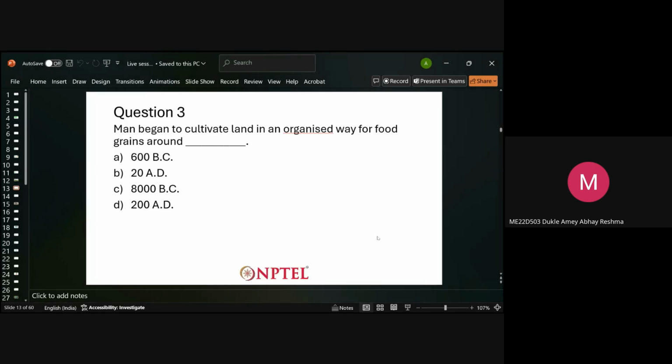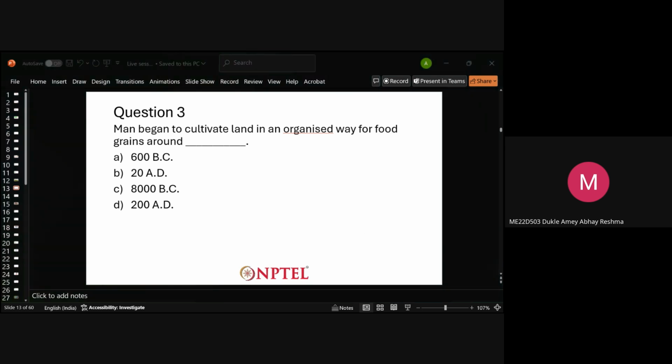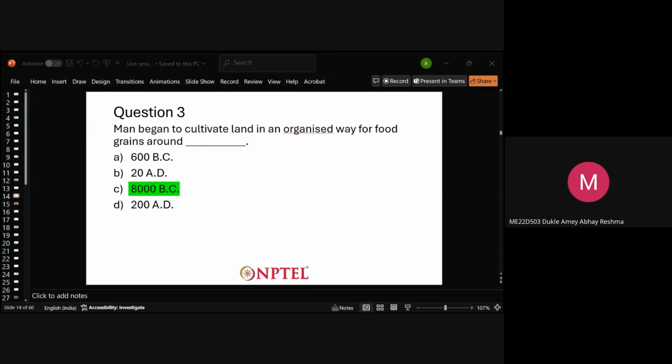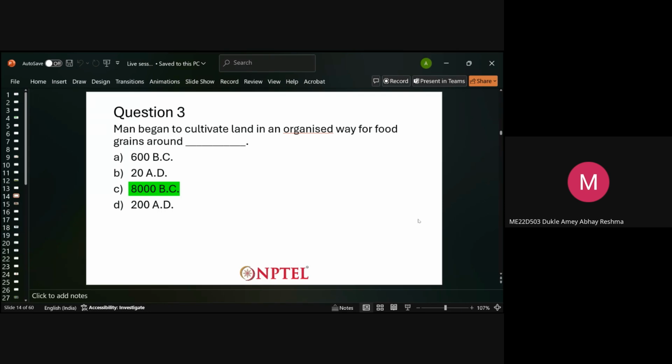Okay, so we move to the third question. Man began to cultivate land in an organized way for food grains around 600 BC, 20 AD, 8000 BC, or 200 AD. So, any guesses? Yes, the answer is C. Many people have given the answer as C. So, the answer is 8000 BC.